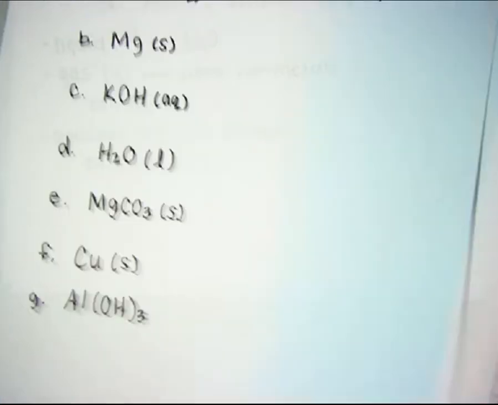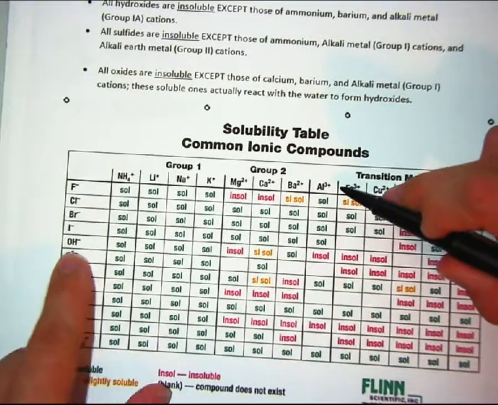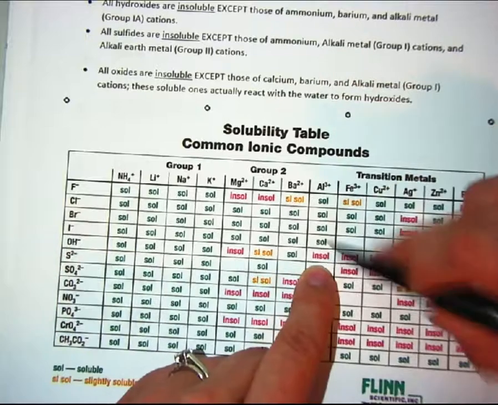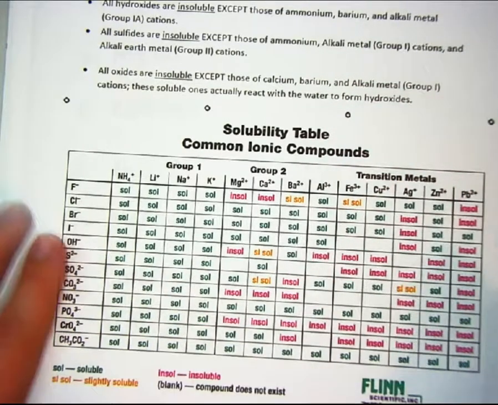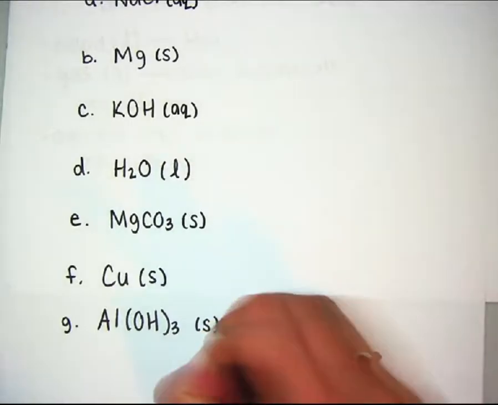And last one, aluminum hydroxide. Find aluminum, find hydroxide, see where they intersect. Aluminum hydroxide is also insoluble, so it would get an S for solid.